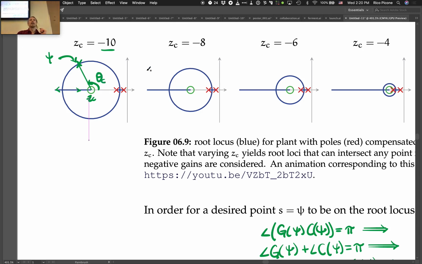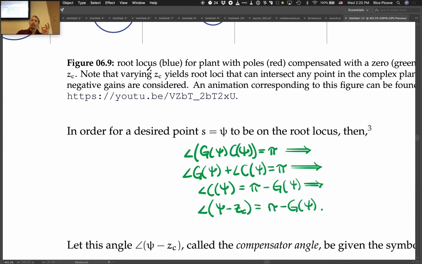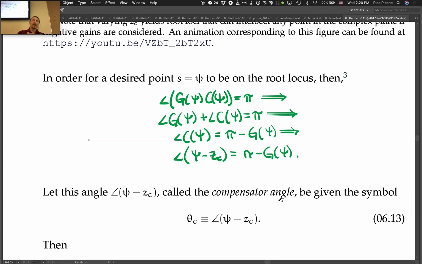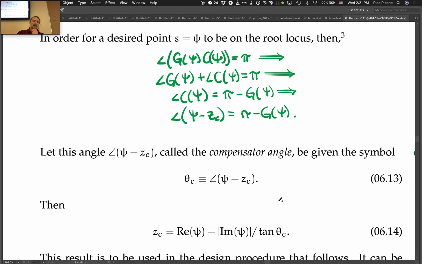in our case. So this is just an example of putting our psi out there somewhere. And so all we need to know is what theta C is. And we've found out what it is. It's pi minus the open loop or the plant transfer function evaluated at psi. Okay? So that's pretty easy to do. You can just evaluate a transfer function at some test point easily enough.